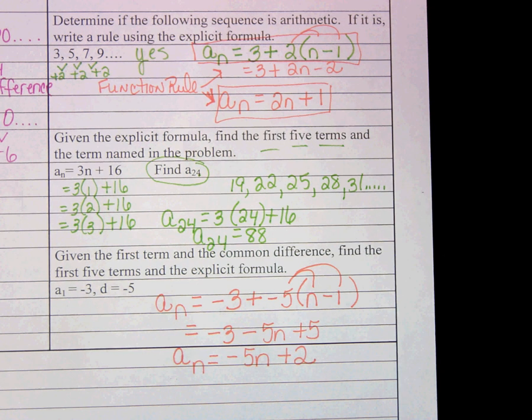So -5n plus 5, and we get a sub n, and I'm going to put the n first, -5n plus 2. So now it says to find the first 5 terms, and so I want you to try use your formula now, your rule, your function rule, and find the first 5 terms. And that will be your entrance ticket tomorrow.